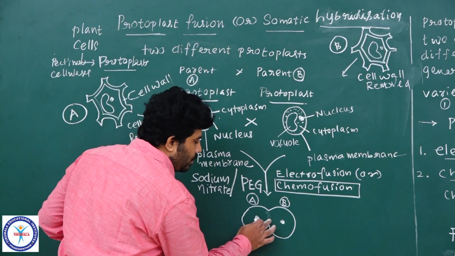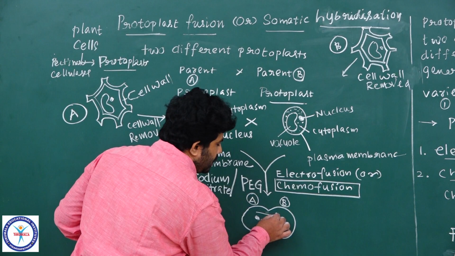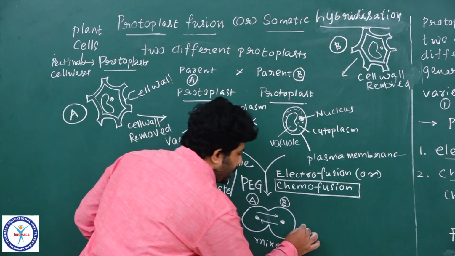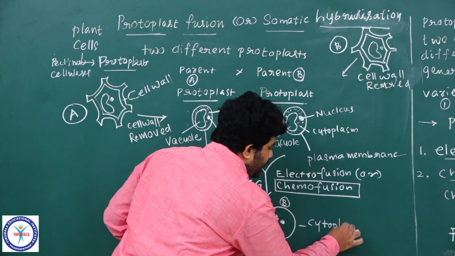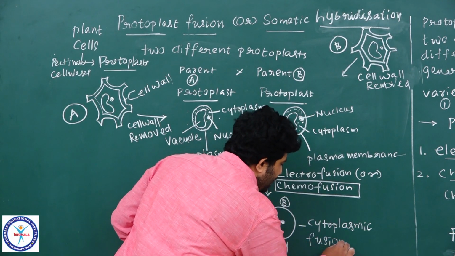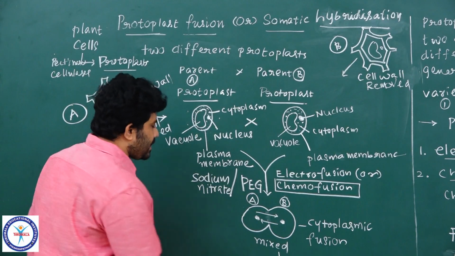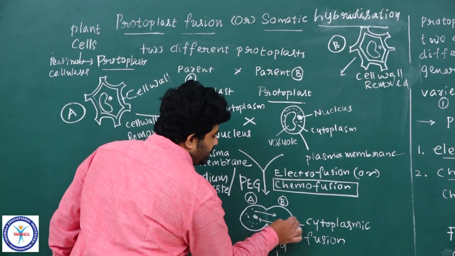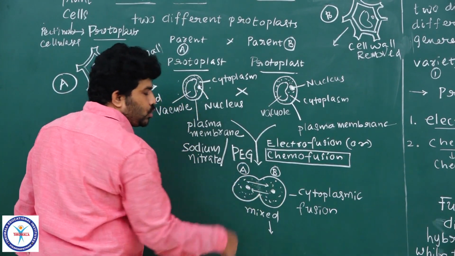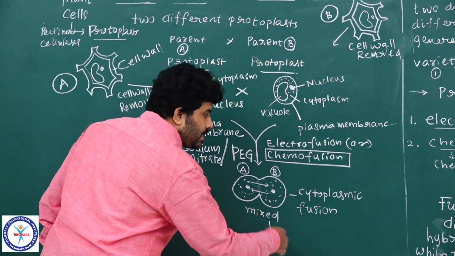Then slowly the cytoplasm of parent cell A and the cytoplasm of parent cell B get mixed. This process we call cytoplasmic fusion, followed by nuclear fusion. So here these two are the cytoplasm, the liquid material we see in the cells. Understood? The cytoplasm is completely fused. Now these two nuclei are ready to fuse. That is the process of nuclear fusion.